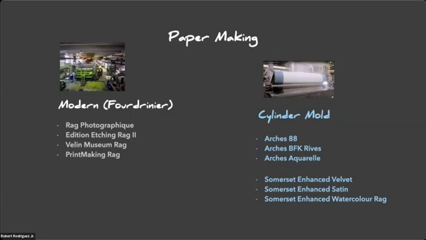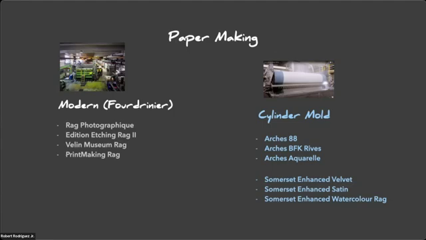So the Arch papers are made at the Arch mill, as I mentioned. The Somerset papers, which are made at the St. Cuthbert's mill in England, these are very recent papers that Canson has come out with. These are also cylinder mold made papers. They're going, again, to give you this very beautiful, random, handmade look and feel. So papers like enhanced velvet, enhanced satin, and watercolor rag.